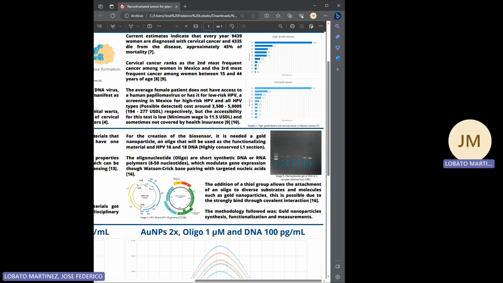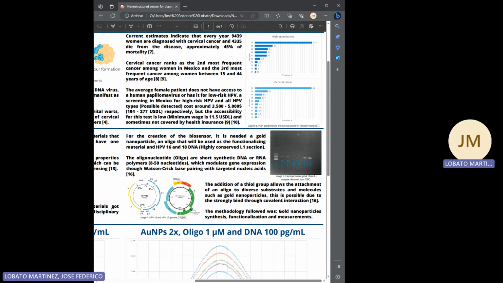This oligo modulates gene expression through Watson-Crick base pairing with targeted nucleic acids. This is important because the way the biosensor works is that this oligo is complementary by Watson-Crick base pairing to the HPV 16 and 18 highly conserved L1 section. So when the DNA of HPV 16 and 18 is on the same site as the oligo, they pair through Watson-Crick forces and create a strong bond.